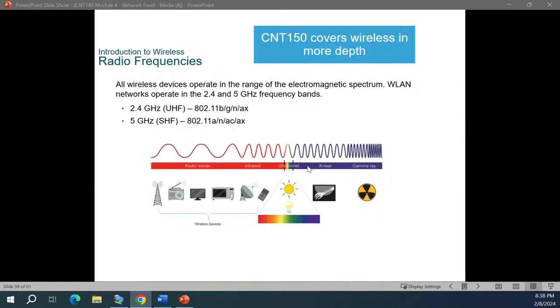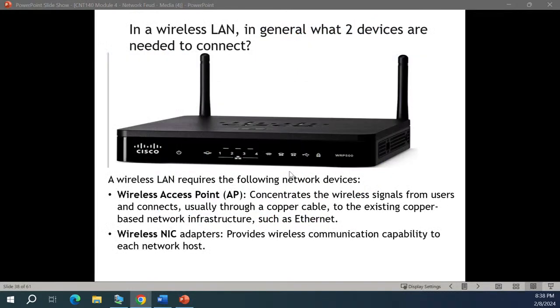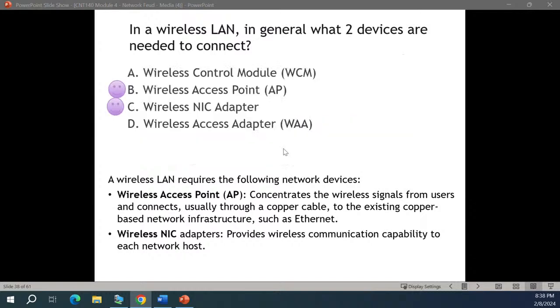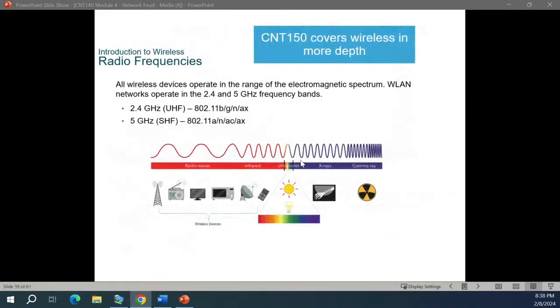Now, we actually do spend more time in 150 covering wireless. In 140, they are more or less introducing it. Again, I think some of it is memorization, so I don't see the importance of going into a deep conversation about it, because a lot of it is memorization, and because we're going to go over it in 150, for those of you that are going into 150.